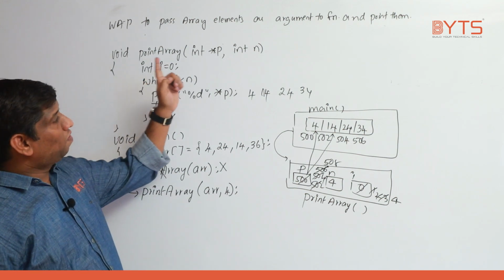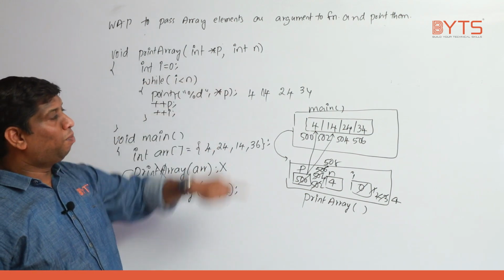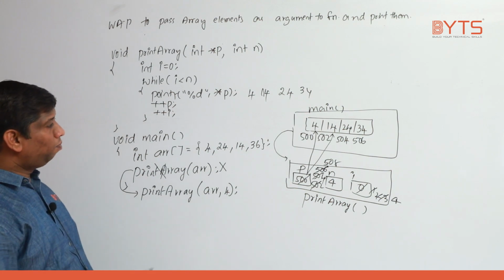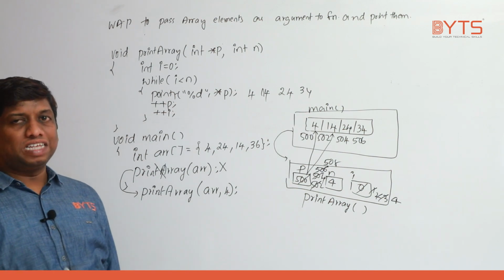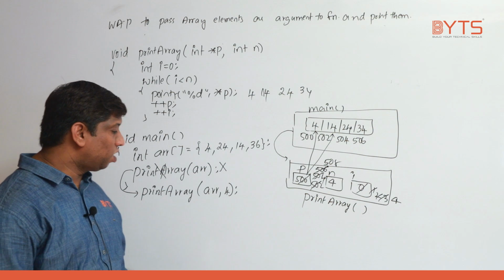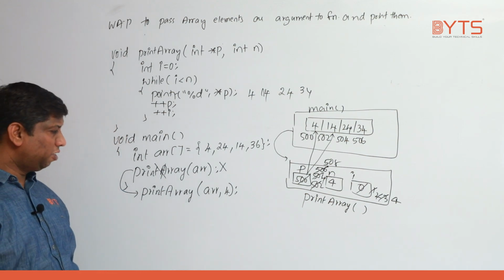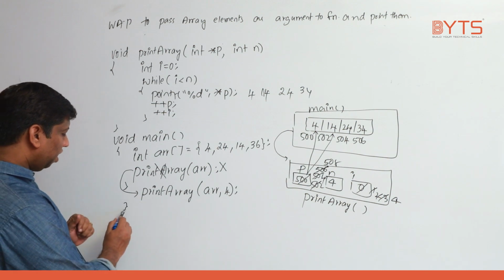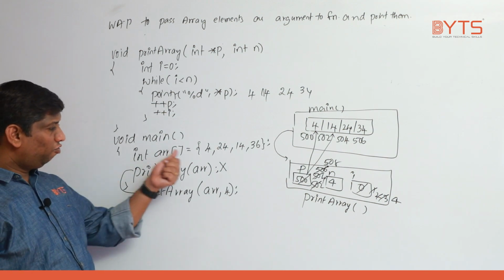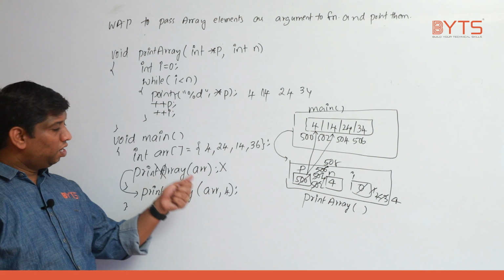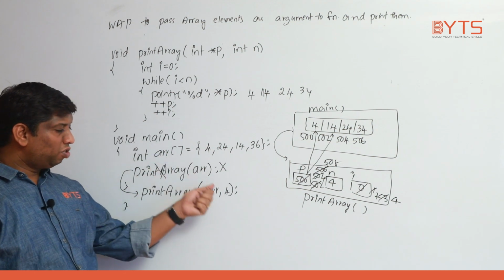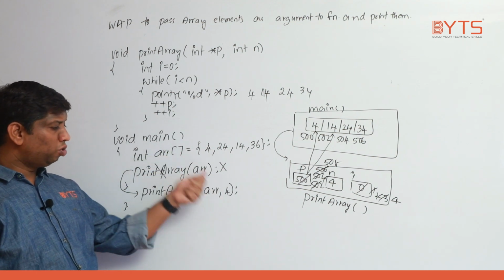So what is the question? Write a program to pass array elements as an argument to a function and print them. Yes. So I am able to print. So to pass an array as an argument, it is always recommended to pass length also. Have you noticed? In this array, we are having 4 elements. That is the reason you wrote 4. In the array, if you are having 10 elements, you should write 10. If you are having 11 elements, you should write 11.